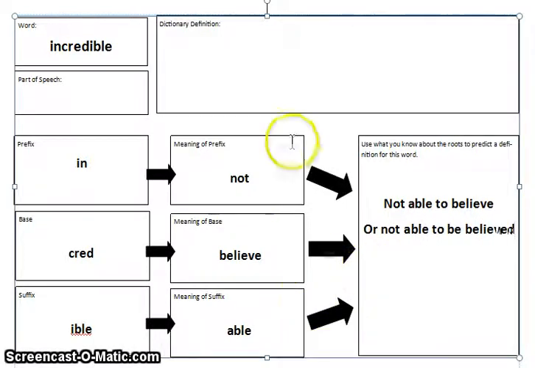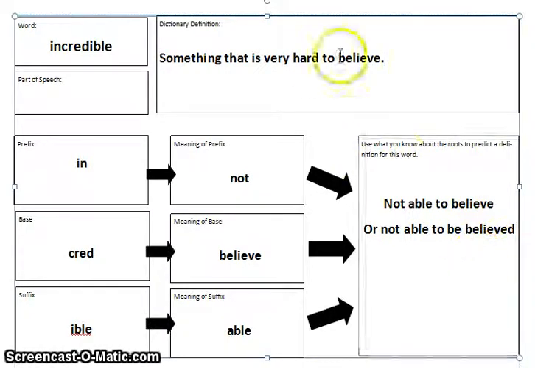All right. So if I go up and I check in the dictionary, what is the dictionary definition of incredible? Well, it means something that is very hard to believe. I looked this up earlier. Something that is very hard to believe. Okay? So you can see that those two definitions are pretty similar.